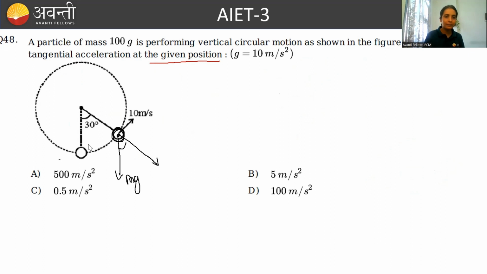This angle, let this angle be theta. So this angle is how much? Mg cos 30. And this angle is how much?